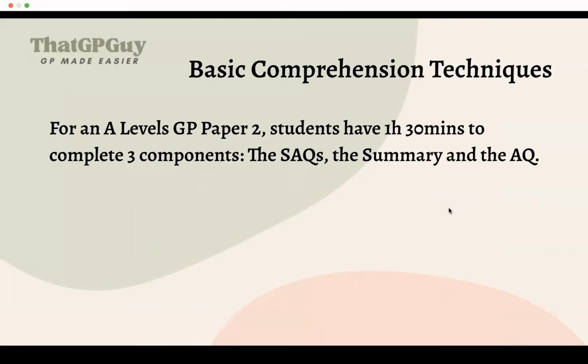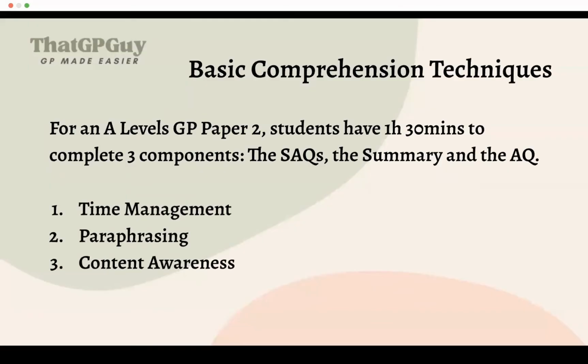Now for comprehension, it's important to know what you're dealing with and how much time you should allocate for each component, so that you'll be able to better prepare yourself during revision and won't lose track of time. There are three parts that you need to be able to secure, I feel personally, to better prepare for your paper 2 during the exam. The first part is time management. What do I mean by time management? Let's do some breakdown.